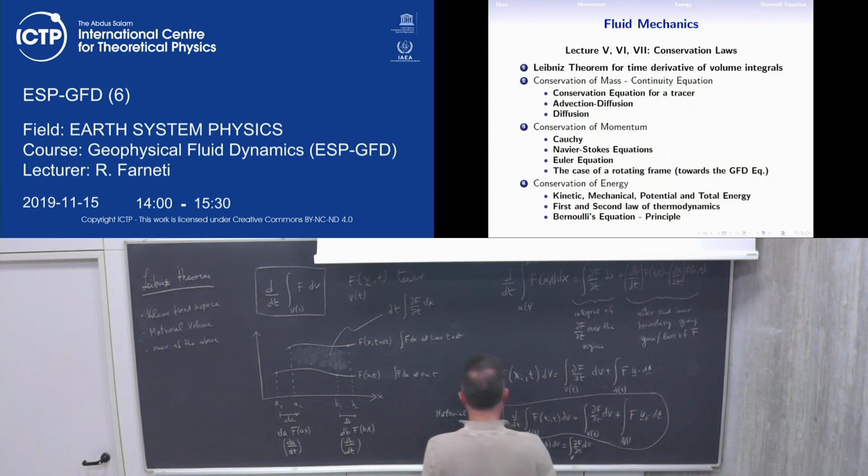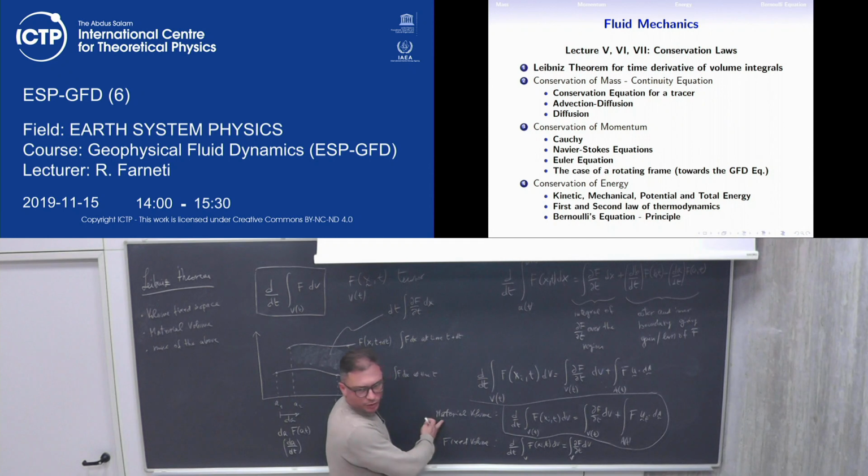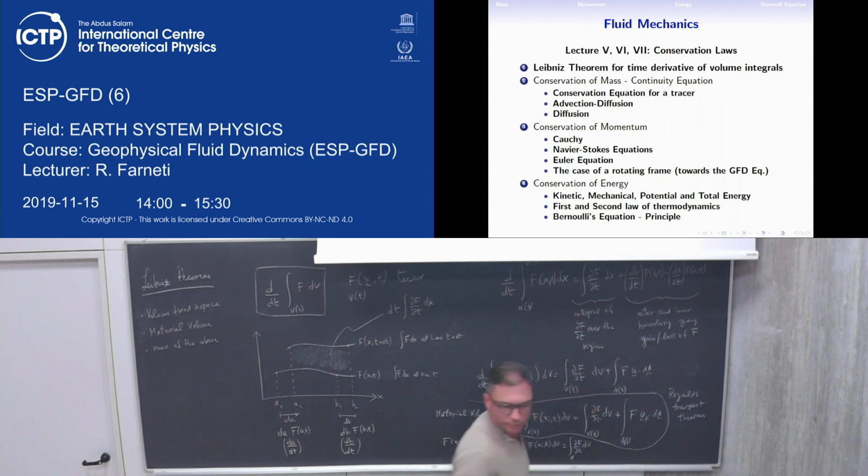This case, the material volume, is the most common. Usually either you use a fixed volume, or you use a material volume, so you're following a volume that is affected by the flow, or the volume is fixed, like in this room, and you don't change that. In the case of the material volume, it is called the Reynolds transport theorem.